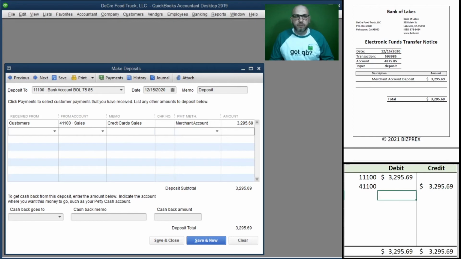Here we are, it's in balance, right? This amount, although we enter it once, it is both a debit and a credit, right? And it is a credit to this account, and it is a debit to this account, okay?